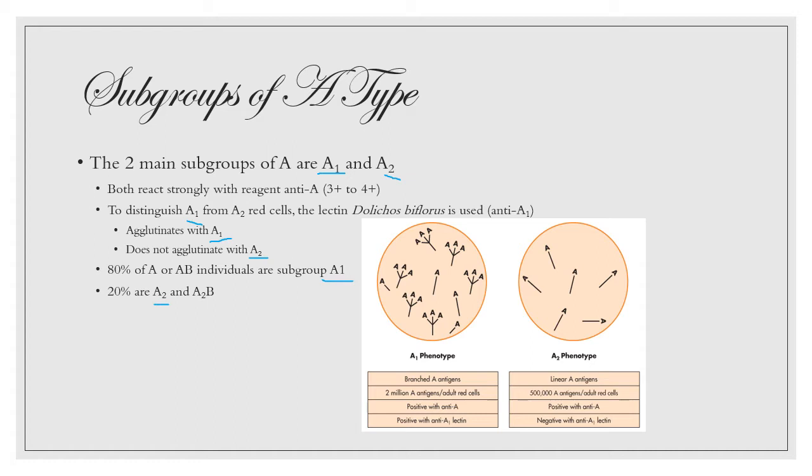On the A1 phenotype, here's a little thing here. Positive with anti-A. Positive with anti-A1 lectin. The A2 phenotype, positive with anti-A, negative with anti-A1 lectin.